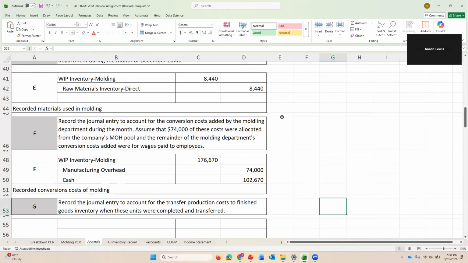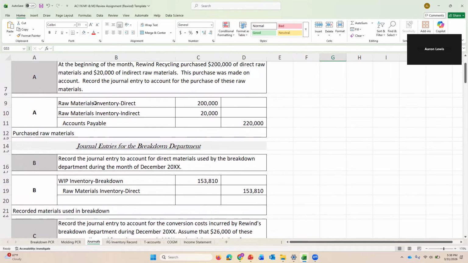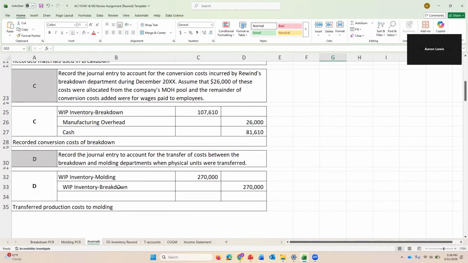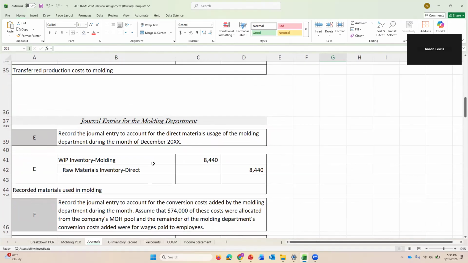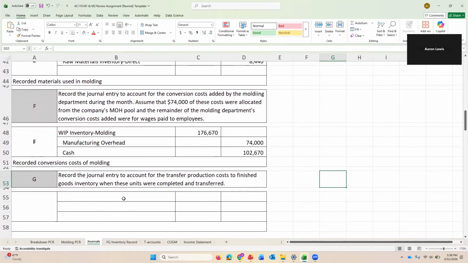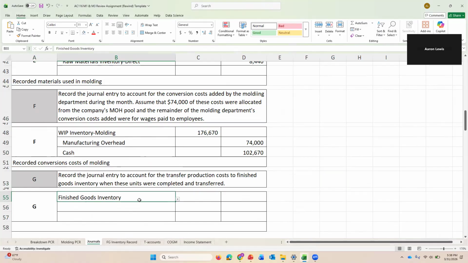Like we started with nothing up on top, just scanning through our entries again. We had the material sitting around in our raw materials inventory, but as we are in production over here, we added some materials and breakdown. We added some conversion costs and breakdown. Breakdown got done. We transferred those costs to molding. Molding added their material costs and their conversion costs in F, and now they're done, which means we finally have some finished sellable plastic bins that we can sell to customers, and we're going to put that into finished goods inventory. And since they're finished, it's no longer a work in process.